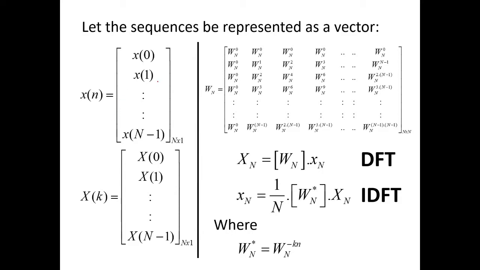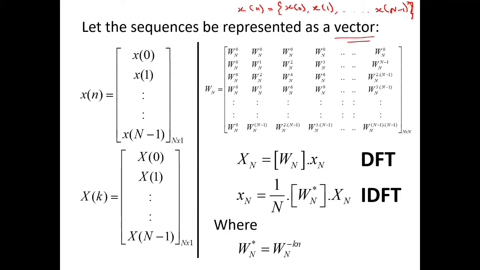Now let the sequences be represented as a vector. What sequence? The sequence over here means the signal that we are analyzing. So suppose we are given a signal x[n], equal to x0, x1, up to x of n minus 1. This is the sequence, or we can say a signal component, and when we do the mathematical operations, they are represented as a vector.